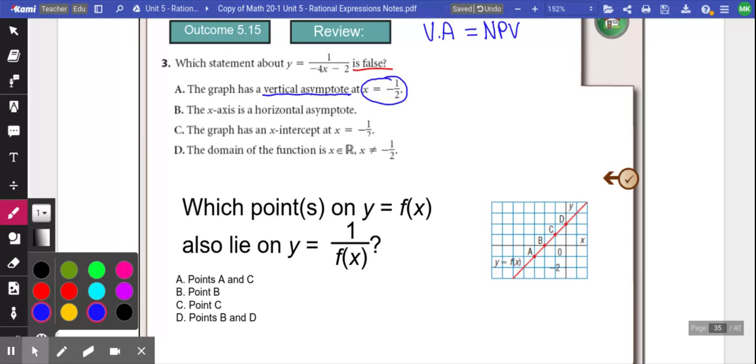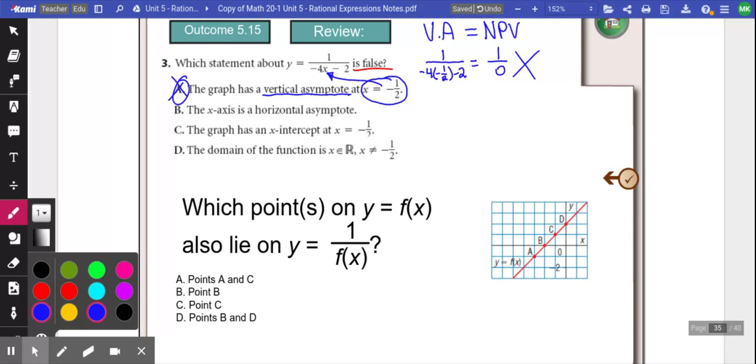If I put -1/2 into here, what would happen? Well, I would have 1 divided by -4 times -1/2 minus 2. That would be 1 divided by 0. That's not allowed. That is true. So that is a true answer. The question wants to know what's false. So it's not A. Oh, I got a little excited there and I screwed up.